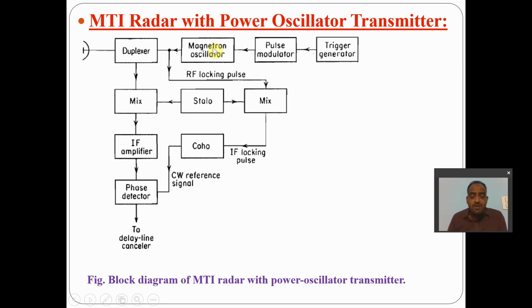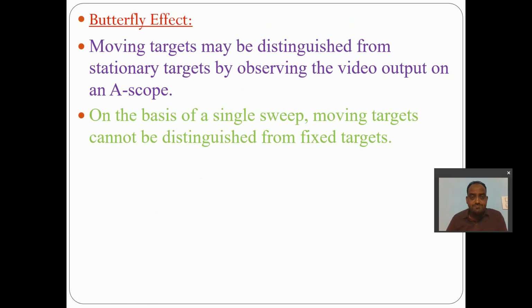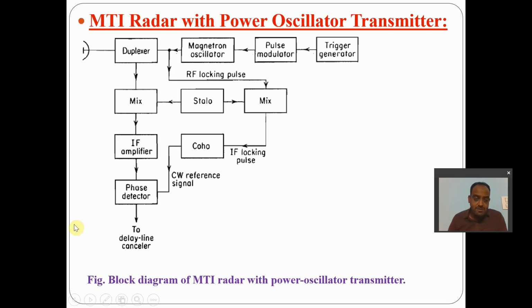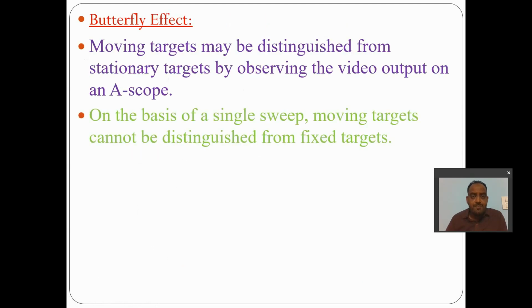Magnetron, why do we use magnetron? Because magnetron is a powerful oscillator at microwave frequencies. So this is MTI radar with power oscillator transmitter. The output of this circuit is given to the delay line canceller. Let us now understand why we need to supply it to the delay line canceller and what is the role of the delay line canceller in MTI radar.